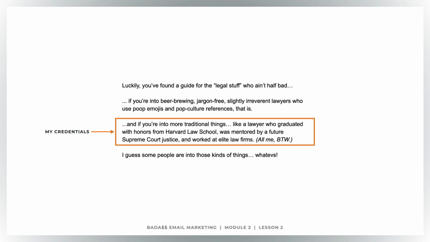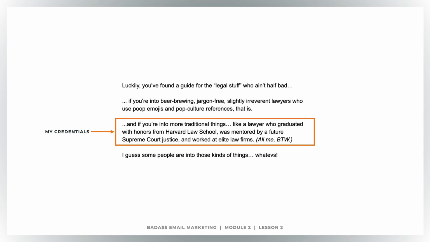And then here you see is where I actually lay out my credentials. And if you're into more traditional things, like a lawyer who graduated with honors from Harvard Law School, was mentored by a future Supreme Court justice, and worked at elite law firms, all me, by the way. So I put that as my actual credibility boost. But you see that what I've done here is given a credibility boost, but also used my voice, my cadence, the way I talk, to really start building that connection.